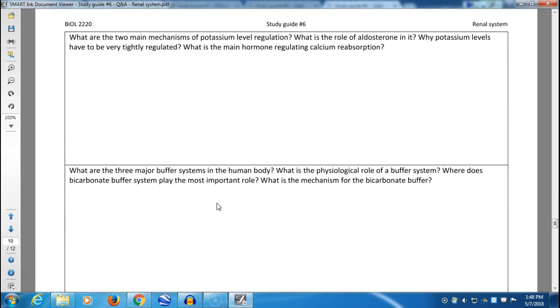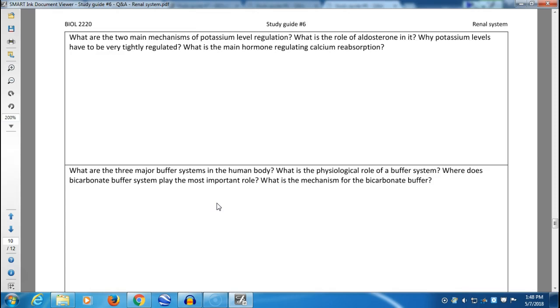Potassium level regulation. For potassium, what I want you to know, two mechanisms. One is the direct excretion of potassium, just filtration, okay? And two, aldosterone-mediated secretion. Does it make sense?